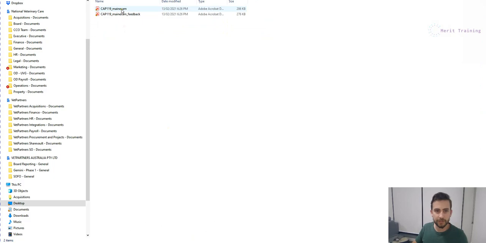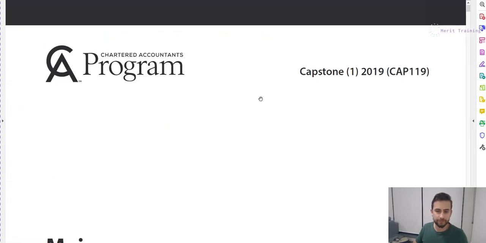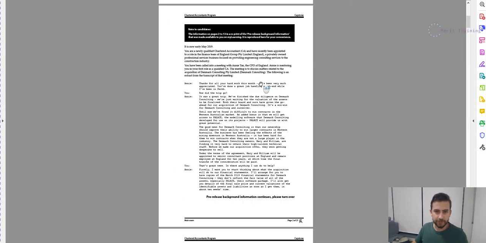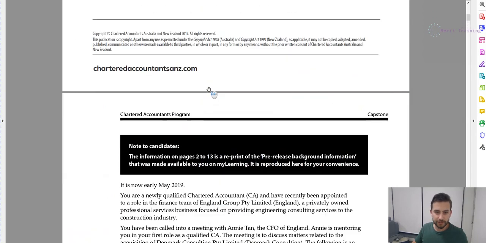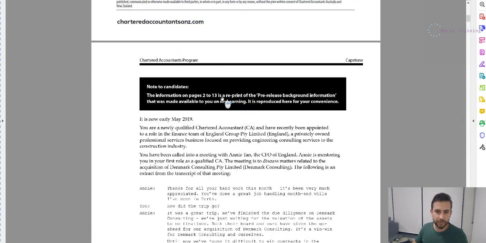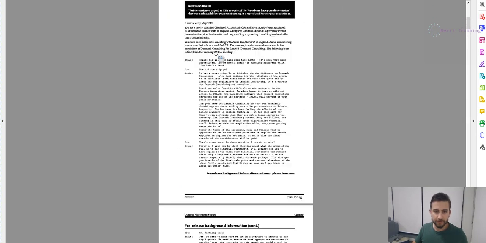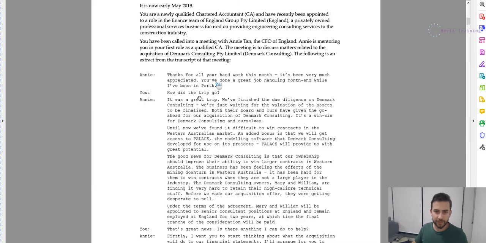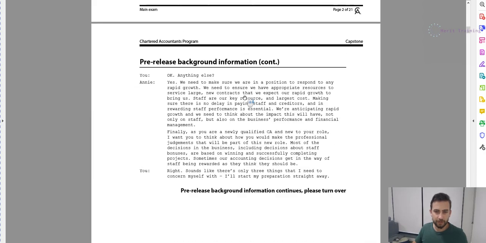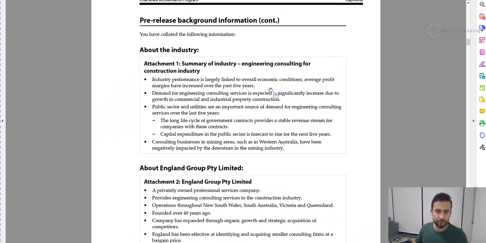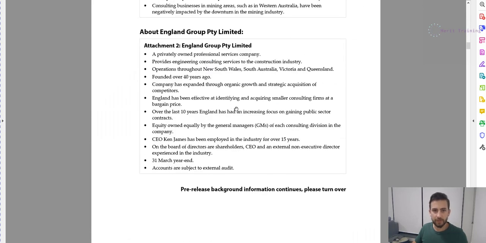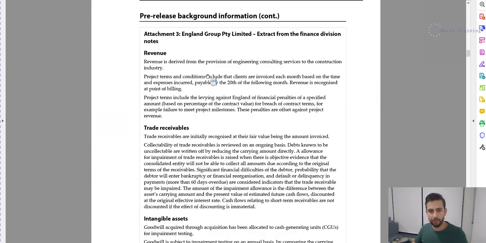Let's pull up the 2019 main exam, and as you can see, if I just zoom out a bit, the pre-release starts here basically from the first page. We scroll through all of this. This is all background information, so it's got some information like people talking. There's some key information in there, it gives you some context, and then it gives you some industry information, some extra information about the company and the people, and then it gives you some key information.